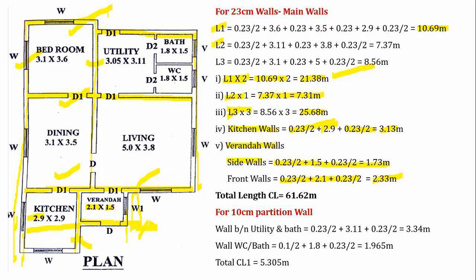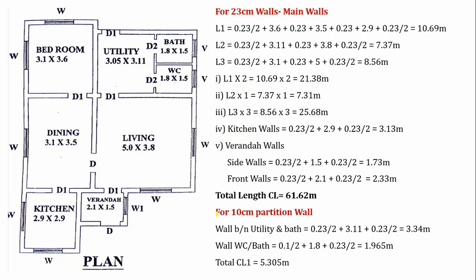So these are 230 mm wall thickness. All the walls, we have calculated all the 230 mm walls. If you add up all these lengths, you will get the answer as 61.62 meters. Next we will try to calculate for the 10 centimeter partition wall. You can see here this is the wall, we will try to calculate now.